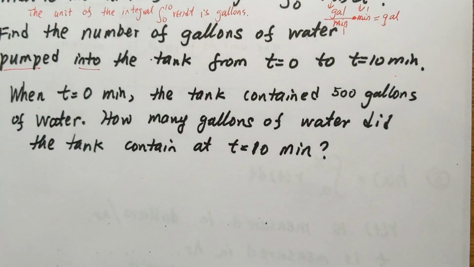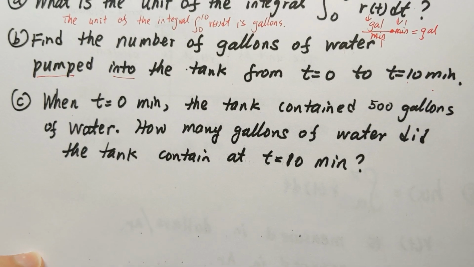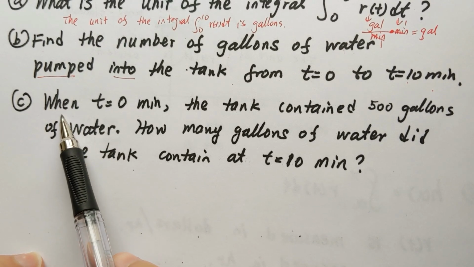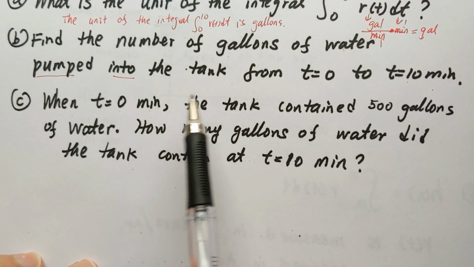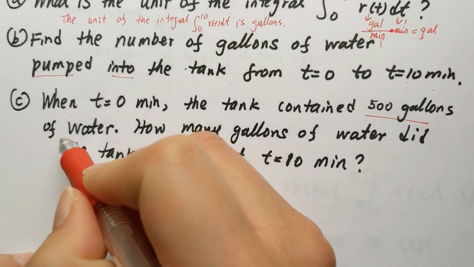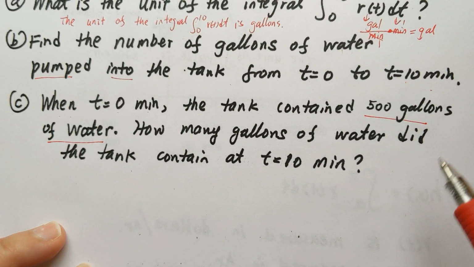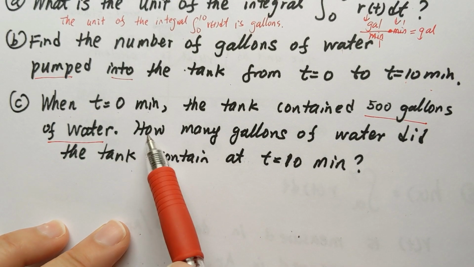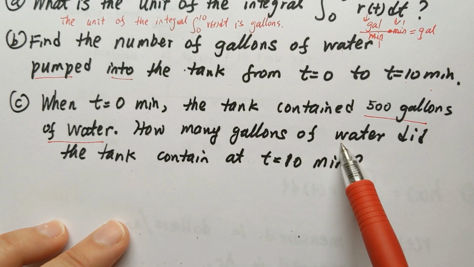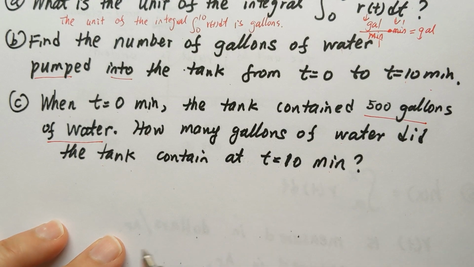So we finished part B. Let's take a look at part C. When t equals 0, the tank contains 500 gallons of water. So that means in the very beginning there are already 500 gallons of water in the tank. How many gallons of water did the tank contain at t equal to 10 minutes?